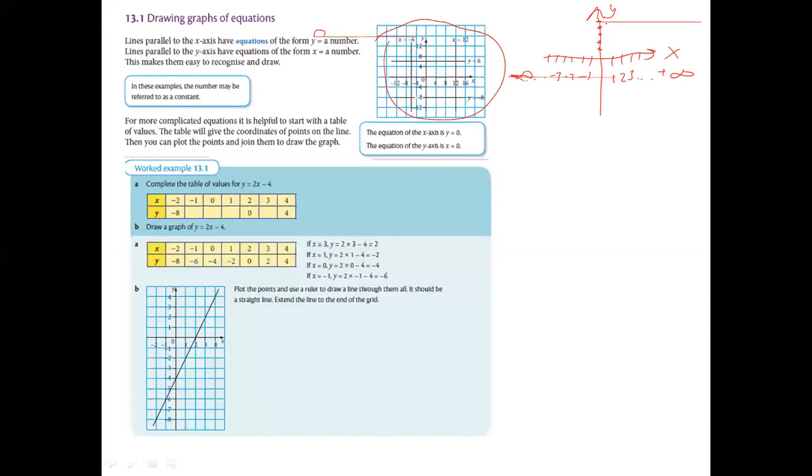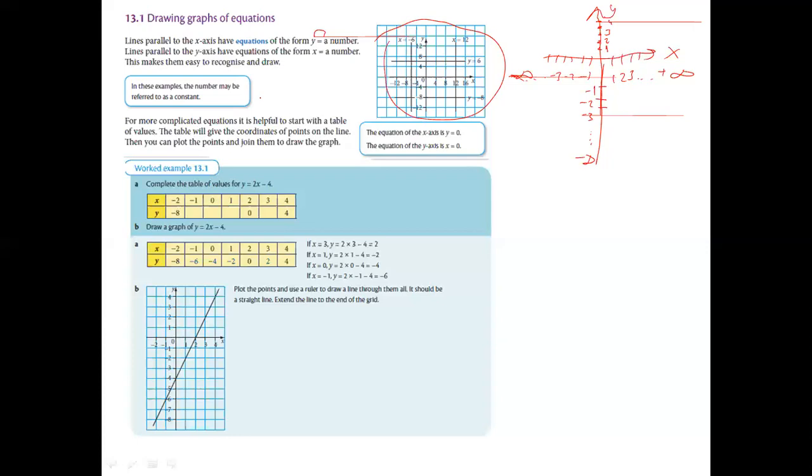The values above are, of course, positive: 1, 2, 3, 4, up to plus infinity, above the line. And the values of y below are negative 3 and so on, to negative infinity. Don't forget this table, the coordinate system and its name; we will use the coordinate system in the following lessons. For more complicated equations, it's helpful to start with a table of values.